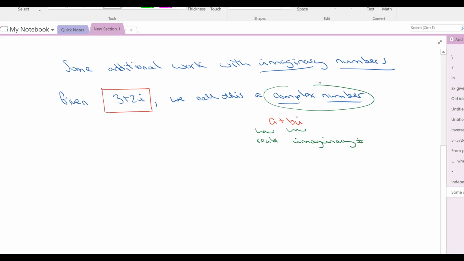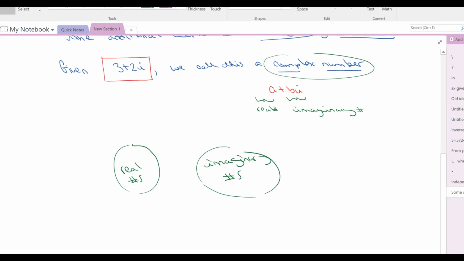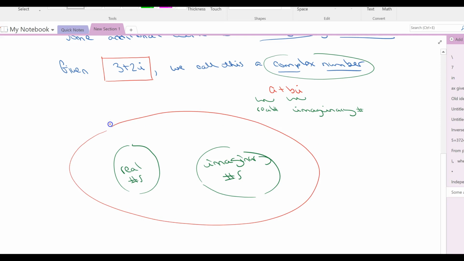And what's really cool about this is that if you think about it, the world of real numbers and imaginary numbers, they do not overlap, right? Real numbers exist here. Imaginary numbers are all over here, right? There's no overlap in these two sets of numbers. Imaginary numbers are numbers that involve the square root of some negative. Real numbers don't. But the set that includes both real numbers and imaginary numbers is the larger set, complex numbers.